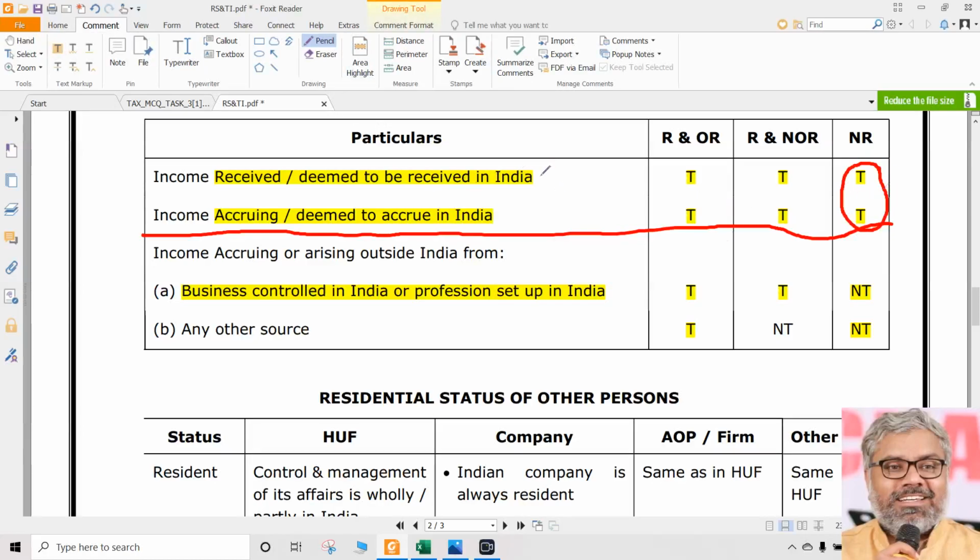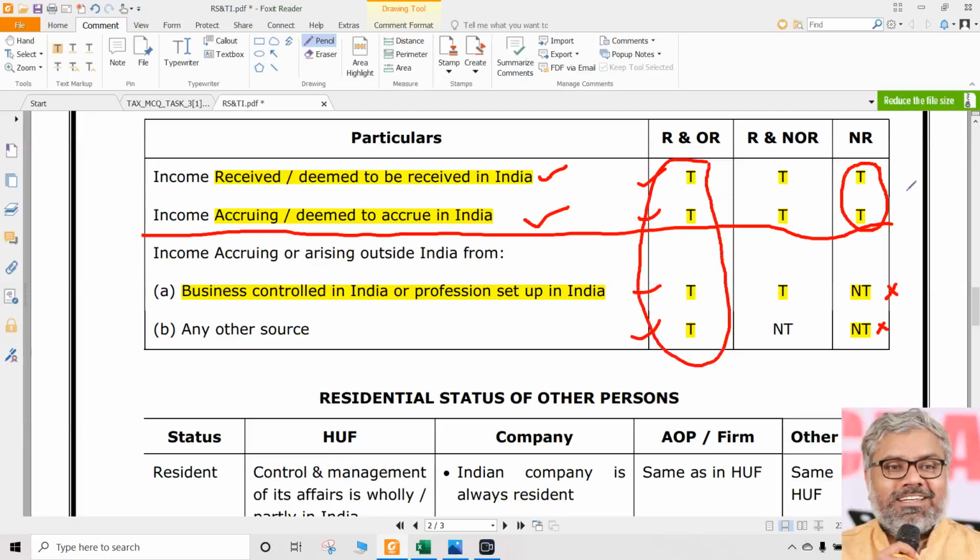What are those? Income either received or deemed to be received in India, income either accrued or deemed to accrue in India. That's all. Then only it is taxable for non-resident. Otherwise, it is not taxable for non-resident. So that is a very clear indication of non-resident's taxability. What about resident? Resident always taxable. So that is why resident we don't have to worry. Always resident taxable.